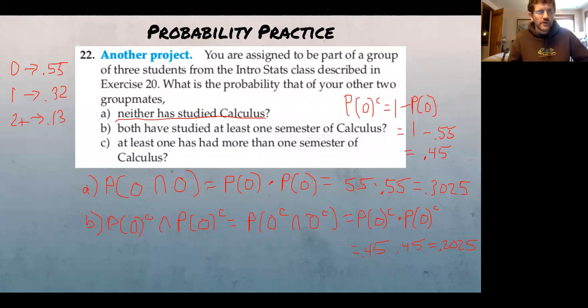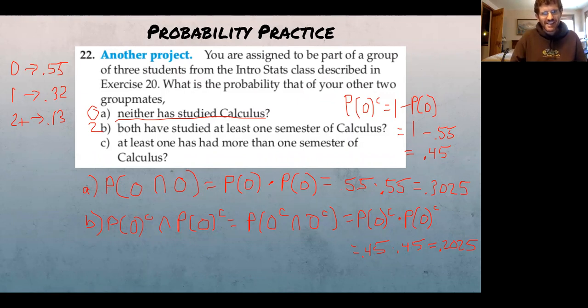In the first one, we're saying that neither has studied calculus. So if I just think about this as how many have studied calculus here? 0. In the second problem, how many have studied calculus? Both of them, 2. There's only one scenario that I'm investigating. Either neither of them has studied calculus or both of them have studied calculus.